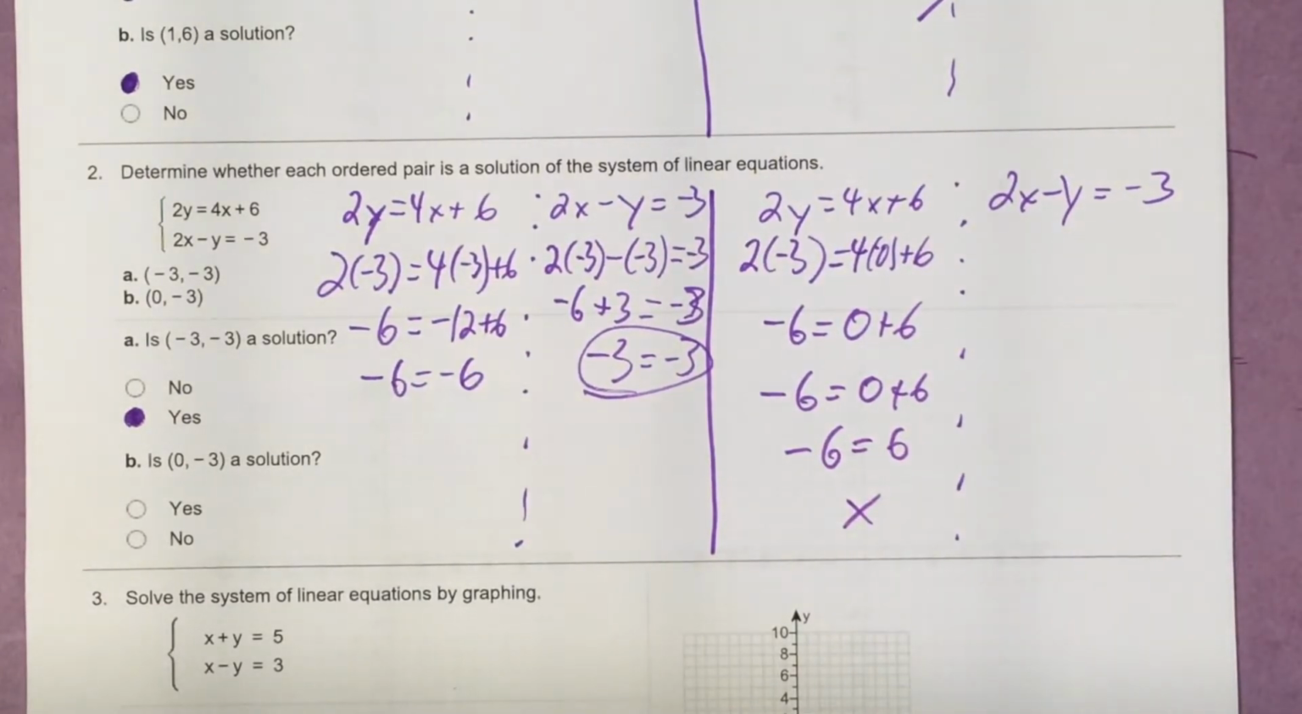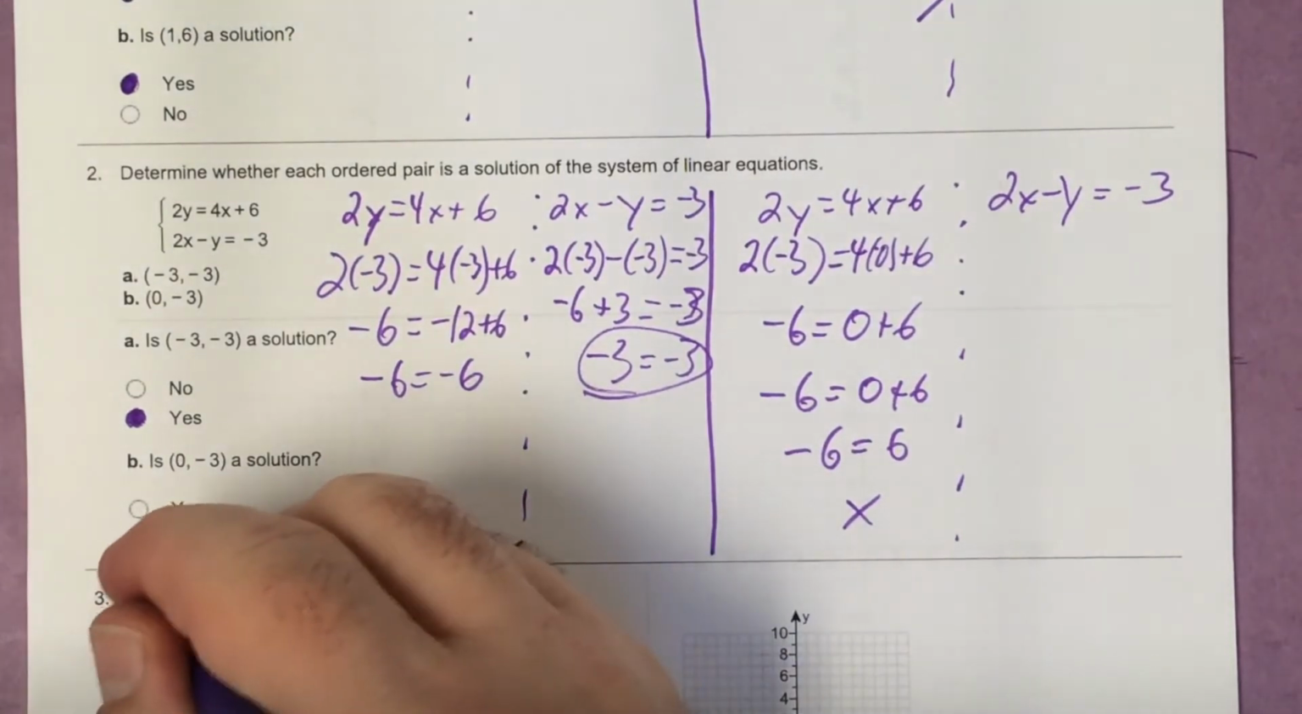If that doesn't work, I mean, you could check it in the other one, but as long as it doesn't work in one, it's not going to be a solution because it has to work in both. So if you wanted to, you can just go ahead and stop right there and just say, no, that's not a solution.